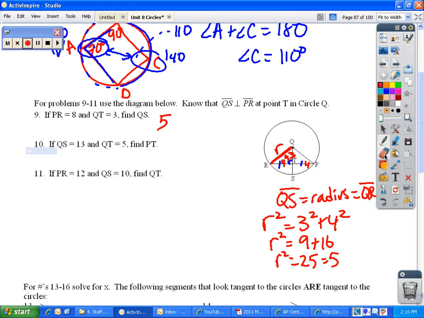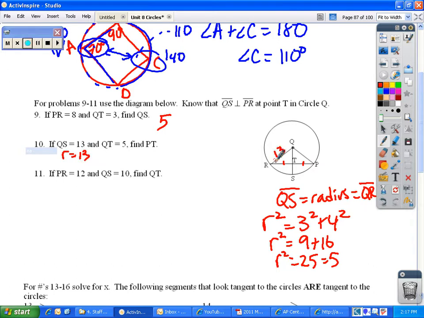All right, let's remark this diagram. So if you need to pause it and write that down, go ahead. I'm going to remark this diagram with new numbers. We still know that this is being bisected, and we know that QS is 13, which tells me that the radius is 13. So all radii are 13.